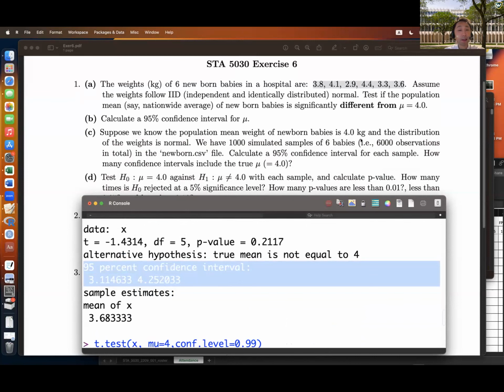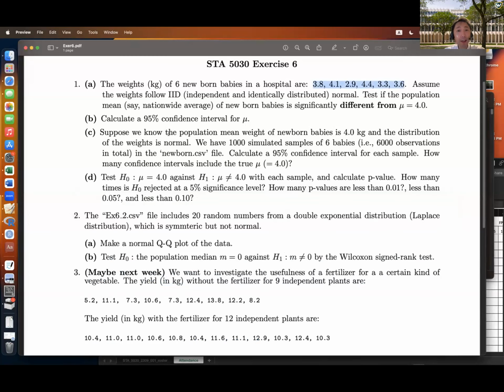And the next one: suppose we know the population mean weight of newborn babies is 4.0 kilograms, and the distribution of weight is normal. We have 1,000 simulated samples of 6 babies. Basically, another file includes the 1,000 samples, and each sample includes 6 babies. We want to calculate a confidence interval for each sample, and see how many confidence intervals include the true mu.